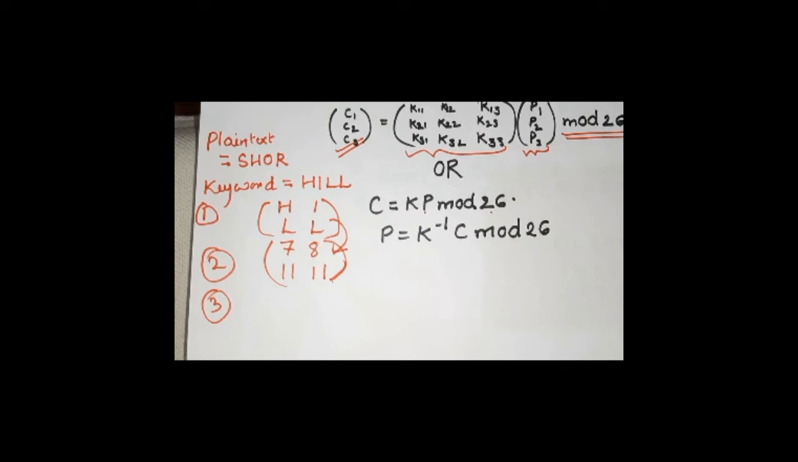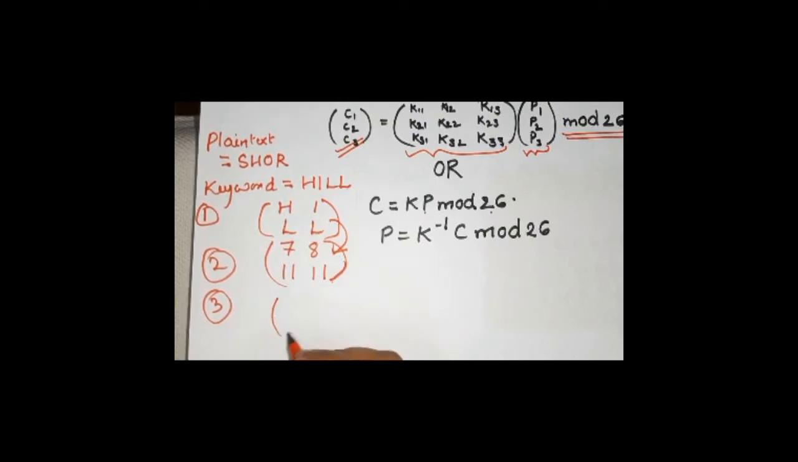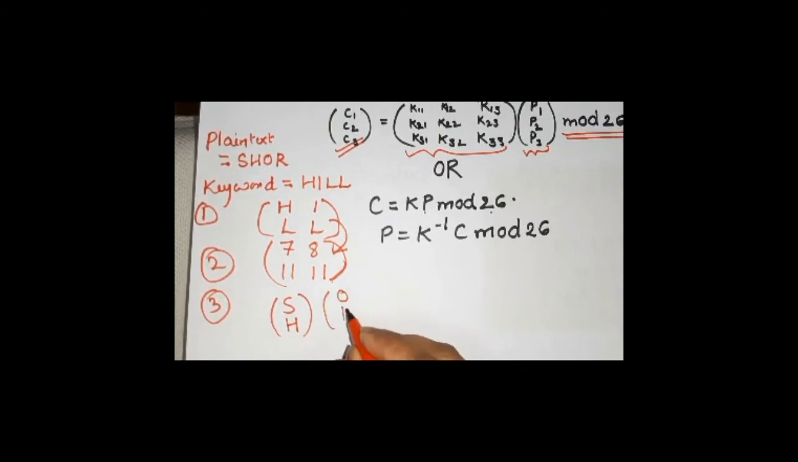Always remember, it is going to be a square matrix. Either it is going to be 2 cross 2. Keyword always will be a square matrix. If the keyword does not form a square matrix, it cannot be a Hill cipher technology. Okay, so moving ahead, we will be splitting the plain text. Since we have 2 cross 2 matrix here, we'll be splitting my plain text into pairs. S and H and O and R.